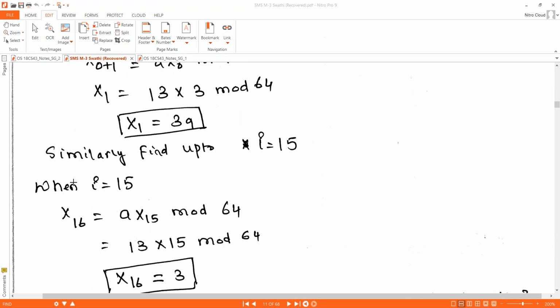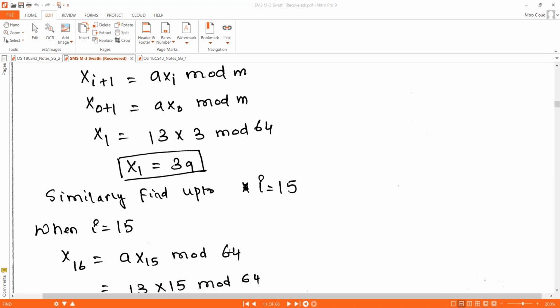Similarly, we will find up to i equal to 15. Here I have calculated for i equal to 15. What is the xi value? When i equals 15, the xi value will be x16, that is equal to a into x15 mod 64. The x15 value we will find in the previous iteration, that is when i equals 14, we will get x15 value, that is 15. We'll substitute here 13 into 15 mod 64.